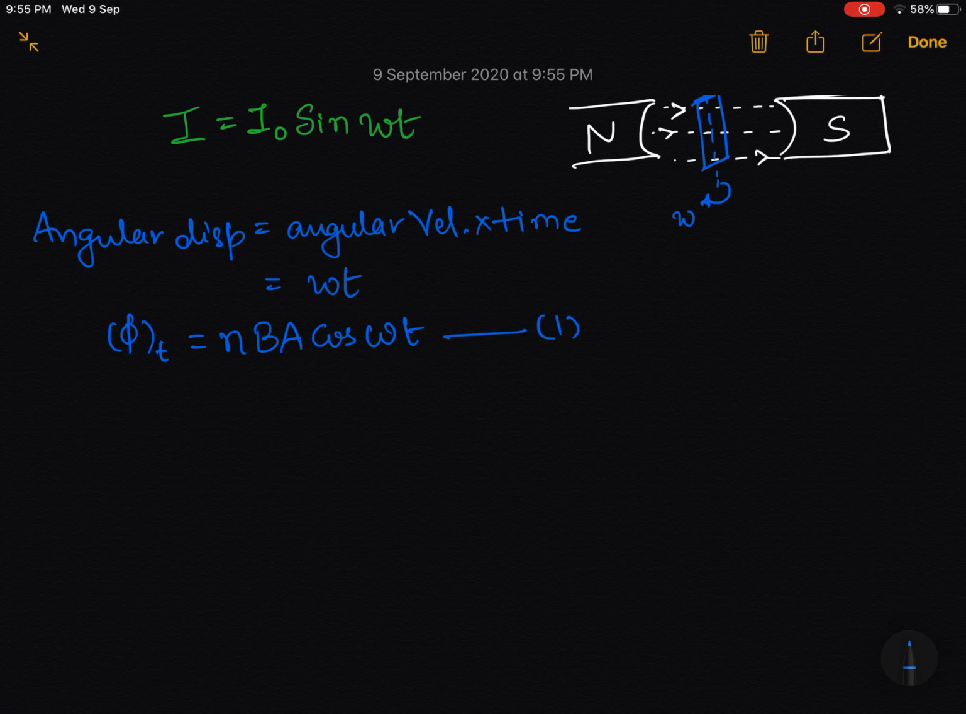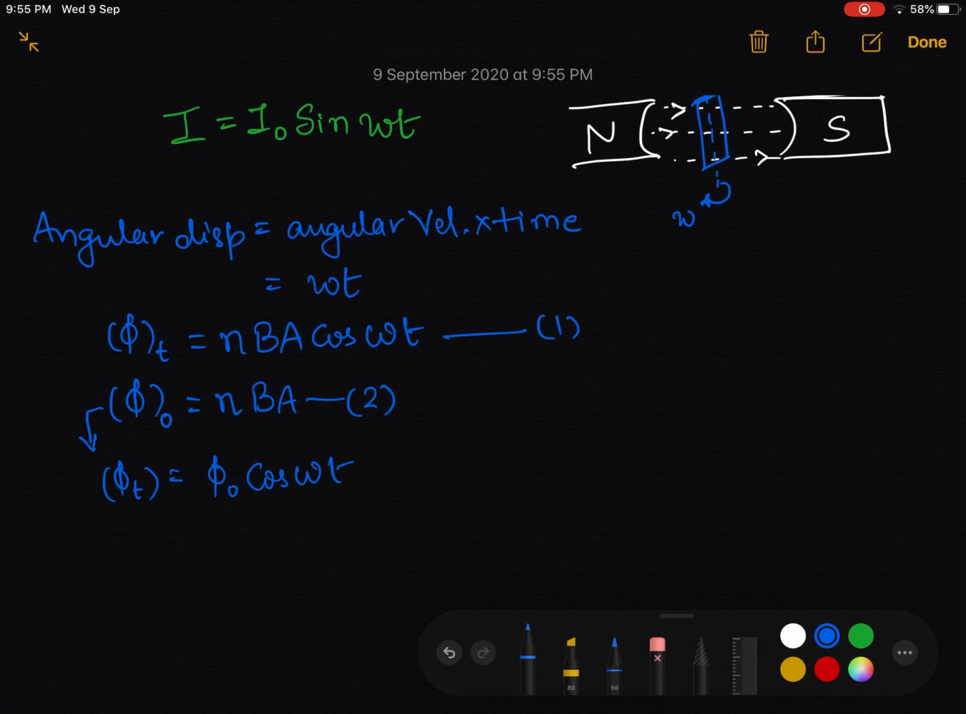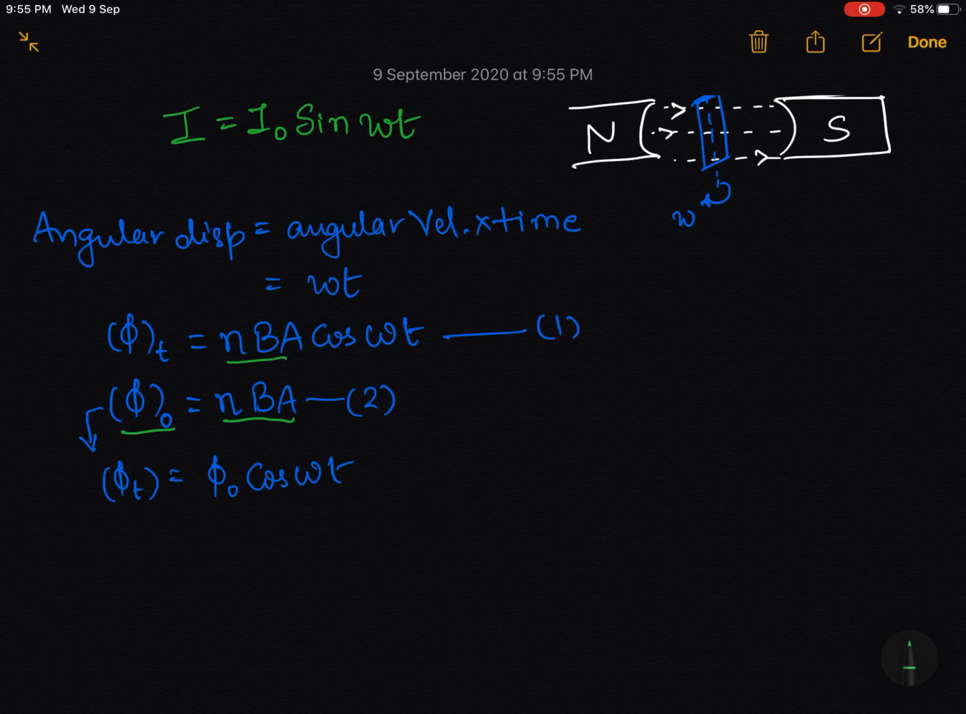Now if I have to find the maximum flux, what would the value be? The flux naught, the maximum, would be when your cos is equal to 1, so it will be NBA, right? Let us put equation number 2 in equation number 1. We get our instantaneous flux phi at any point t equal to phi naught multiplied by cos omega t, because it is clearly evident that NBA, which is equal to phi naught, can be substituted over here. Okay, the equation remains the same.